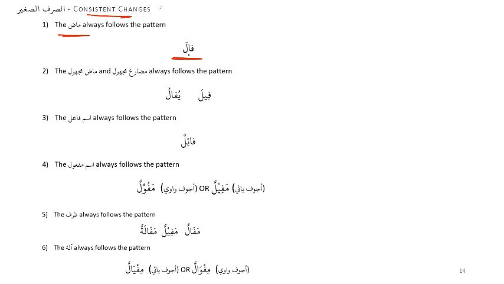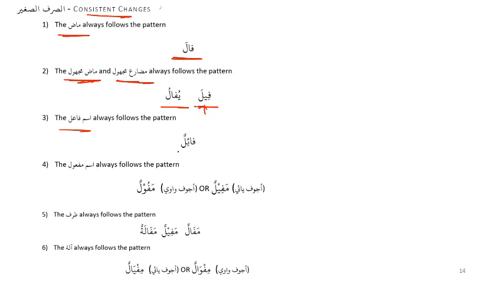So past tense, just put in an alif. Then mazi majhul and mudare majhul will always follow a pattern. So this is mazi majhul, fila, like you might remember in the Quran where it says qila. Qila means it was said. So that is in the form fila. So the middle letter becomes a ya in mazi majhul, and in mudare majhul it becomes yufalu. So with mudare majhul, the illat letter in the middle gets replaced by alif.